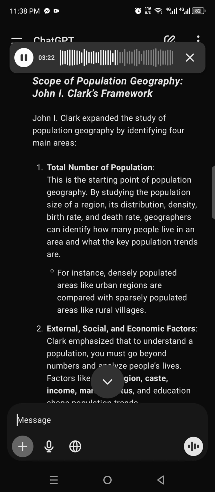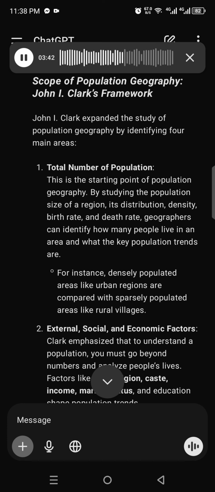By studying the population size of a region, its distribution, density, birth rate, and death rate, geographers can identify how many people live in an area and what the key population trends are. For instance, densely populated areas like urban regions are compared with sparsely populated areas like rural villages.